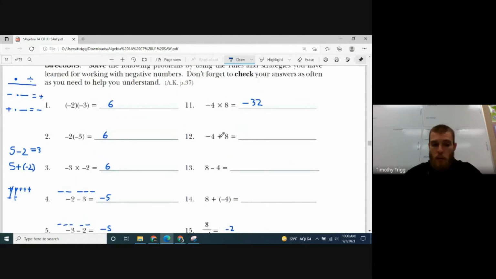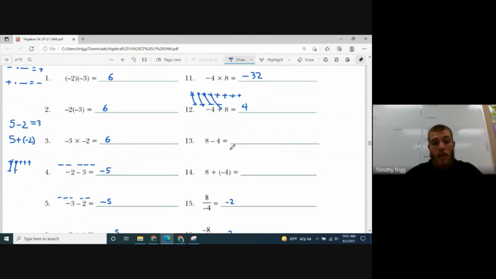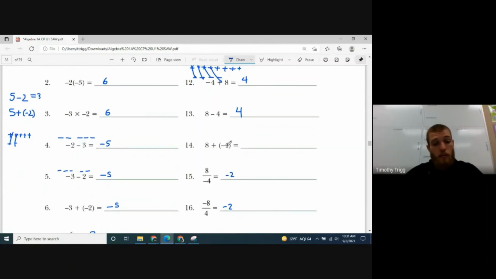What about this one, number 12 here? This one would have 4 negatives, 1, 2, 3, 4, and 8 positives, 1, 2, 3, 4, 5, 6, 7, 8. So these 4 negatives cancel with 4 of the positives, leaving us with 4 positives. 4 and it's positive. This is the same question. I've got 8 positives and 4 negatives. That's the same as this. So that's the same. Here, same question. 8 positives, 4 negatives.